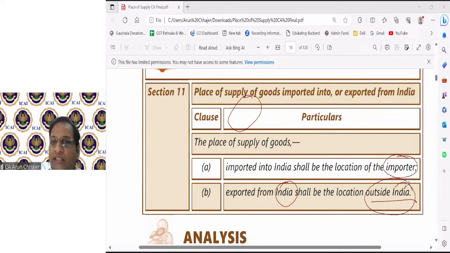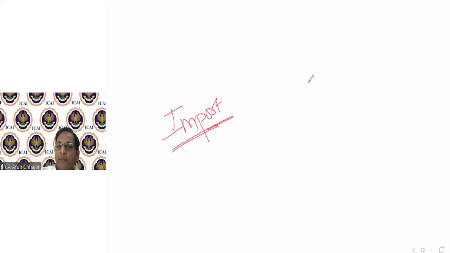Importer, can you tell me in case of the importer, what would be the location of supplier, India or outside India? In case of the import, let's say I am importing, let's say you are importer, what would be the location of supplier? Is it India or outside India? In case of the import, any person who is registered in the GST is importing the goods. What would be the location of supplier? What would be the location of recipient?